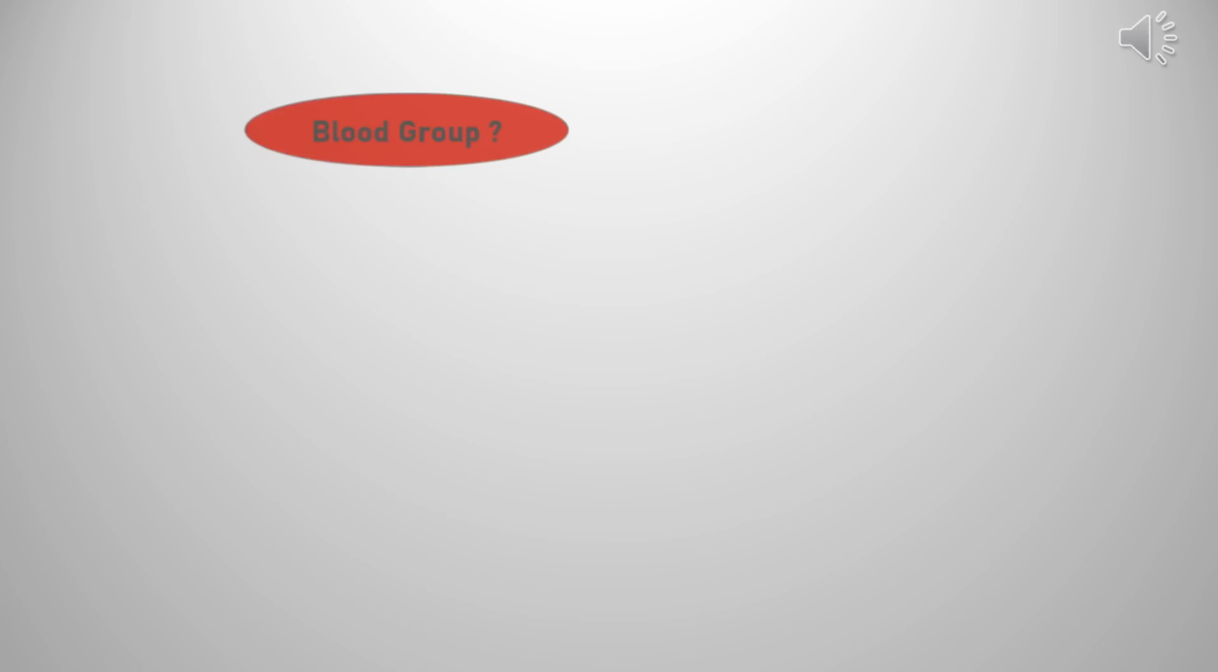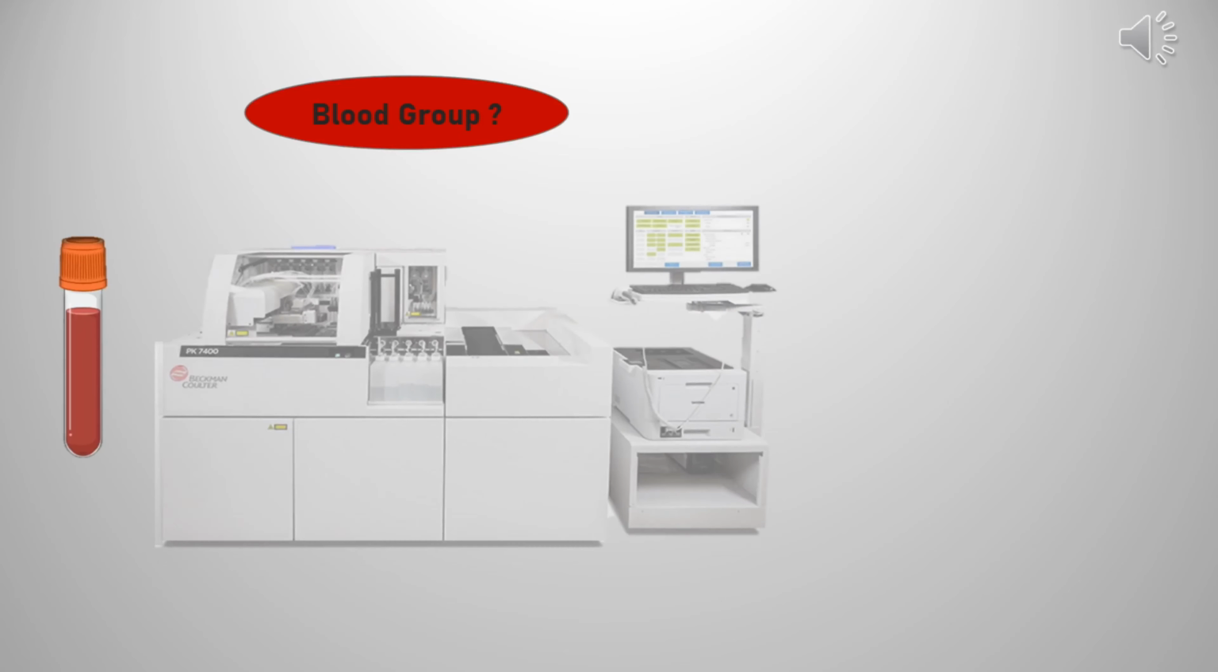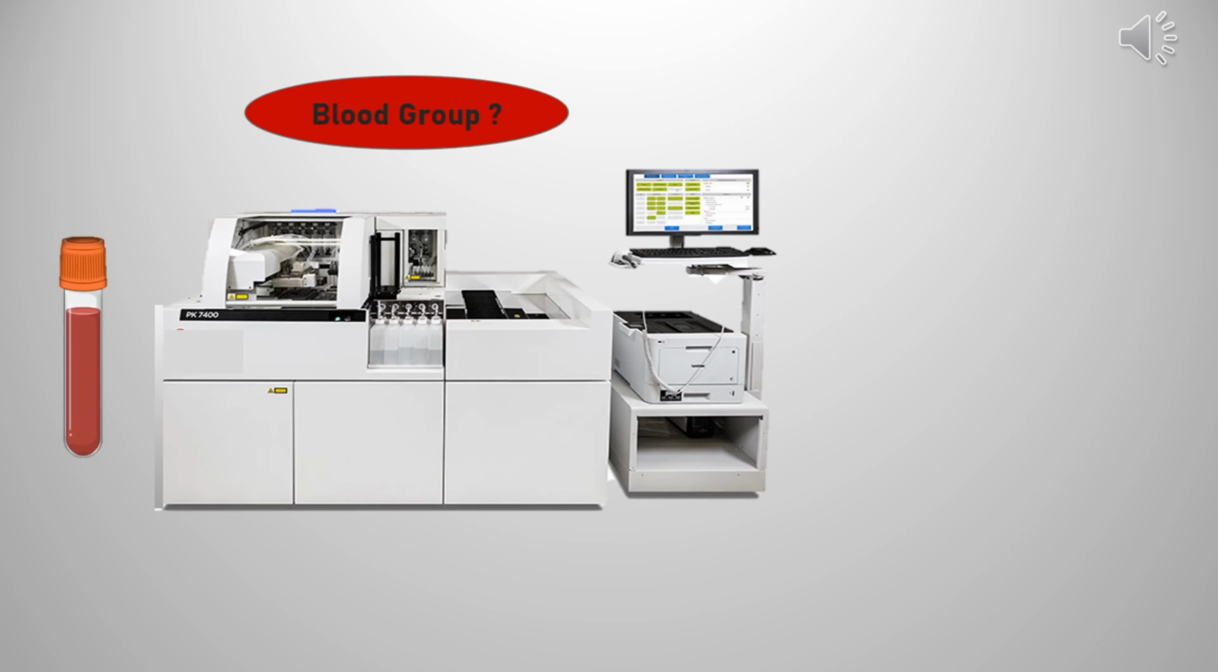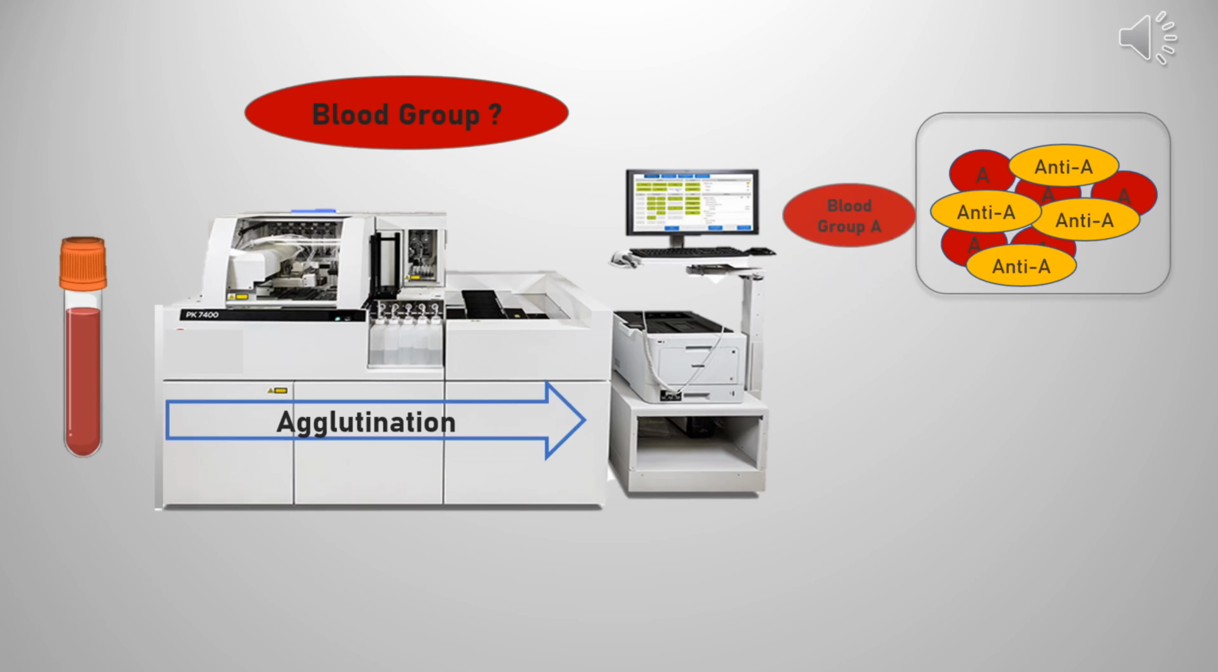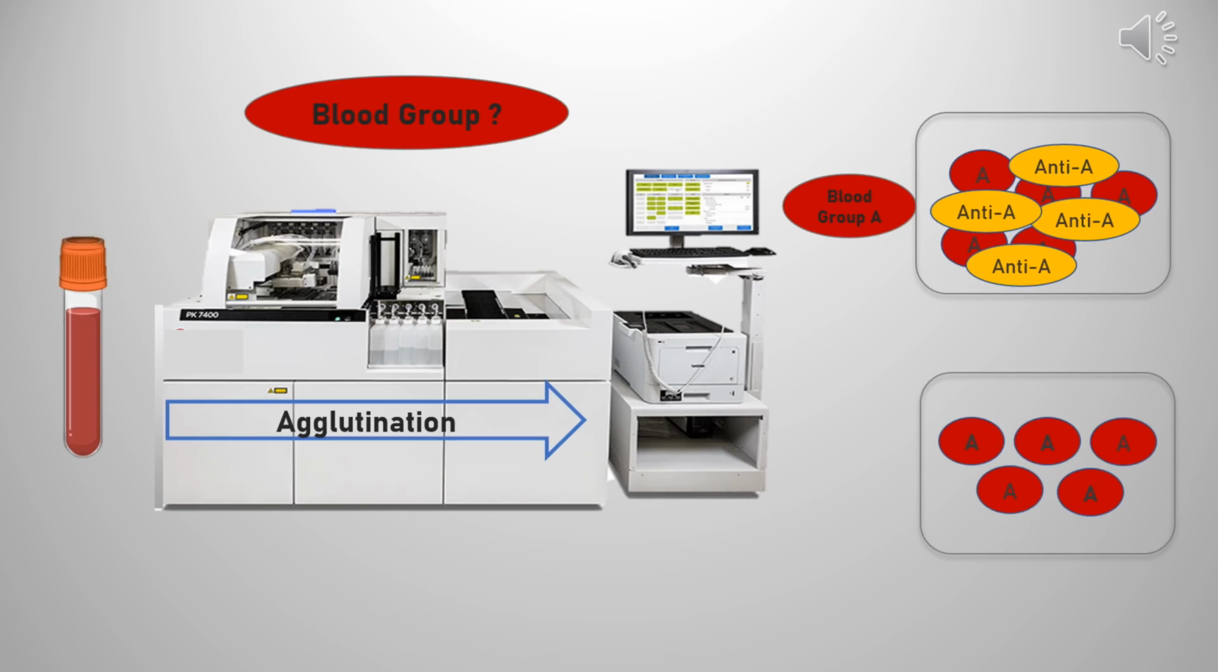How is a blood group identified? By subjecting a tube of blood to any blood typing equipment that uses a process called agglutination, or in simple words, clumping, which involves mixing of red blood cells or RBCs with various antibody solutions. For example, if the sample of interest has A antigens on the RBCs and the solution contains anti-A antibodies, they will clump together and the blood group will be A. In case the sample does not react to any of the antibody solutions, the blood group will be O.